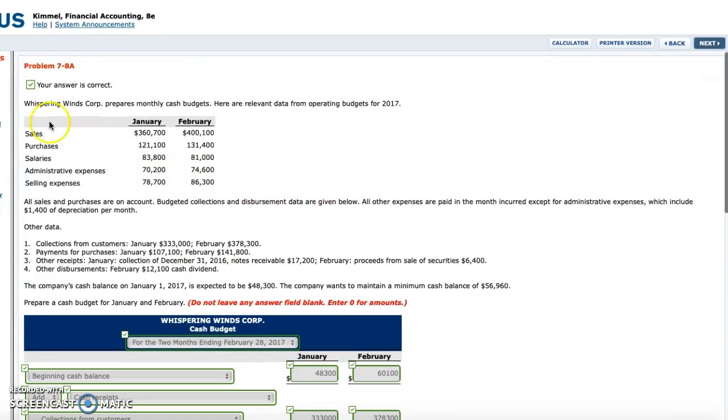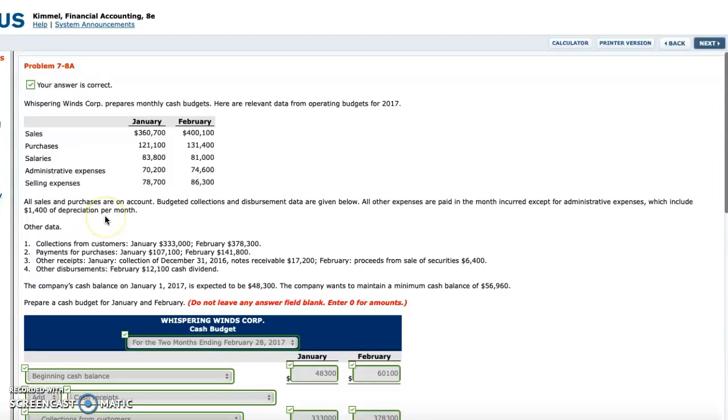And the question says Whispering Winds Corp prepares monthly cash budgets. Here are relevant data from opening budgets for 2017. It gives a list of all the numbers and accounts that we need, and it says all sales and purchases are on account. Budgeted collections and disbursements data are given below. All other expenses are paid in the month incurred except for administrative expenses, which include $1,400 of depreciation per month.